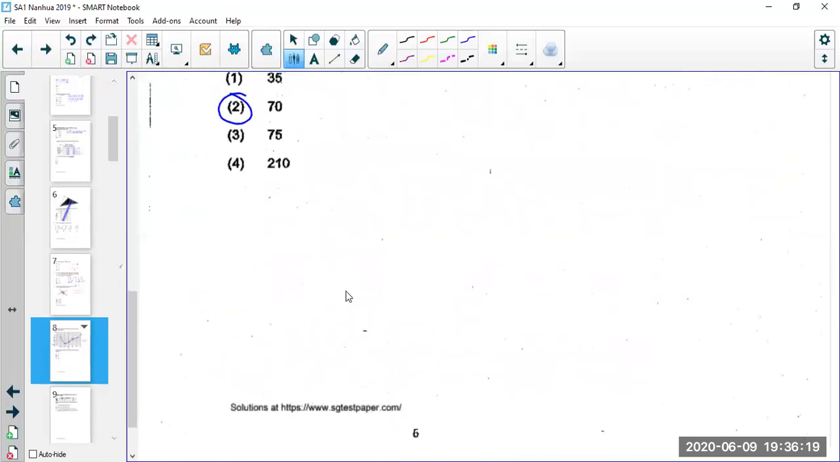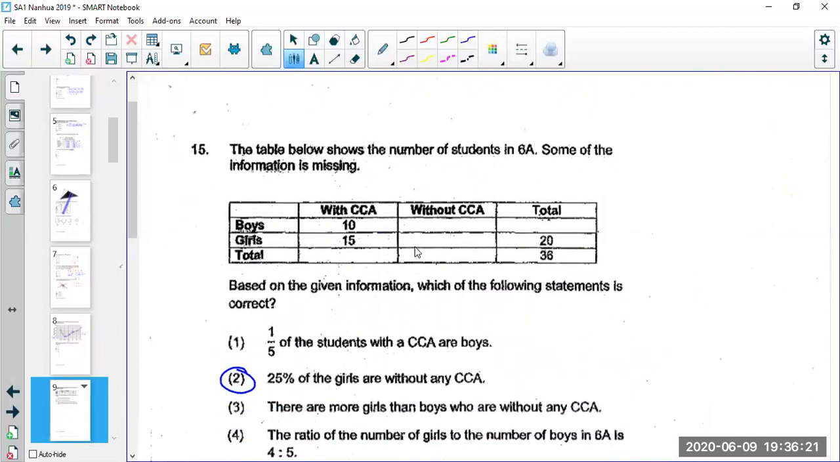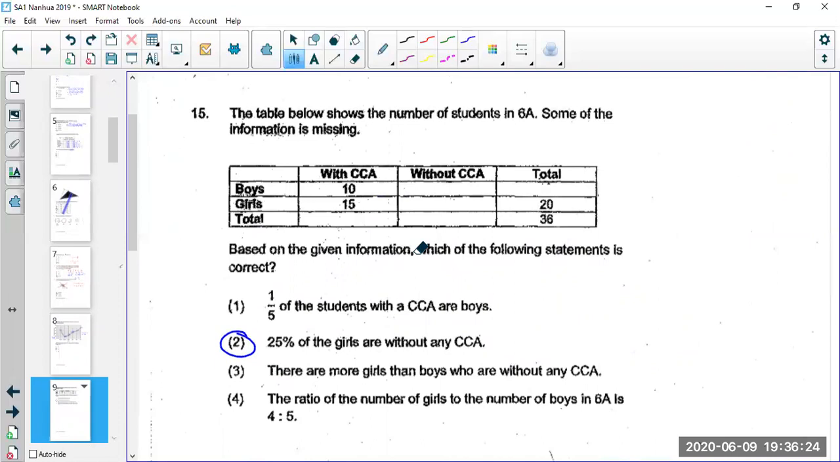Okay, next one. The table shows the students and it looks hard, but do the simple steps in the exam. You look at this table, look at this question. Can you do something simple? Can you find how many boys are there? 16, right? Then how many boys without CCA, which is 15 minus 10? How many girls without CCA? 20 minus 15, so you have 5 girls without CCA. Then how many boys and girls with CCA? 25 and 11. Then you can see which one is correct.